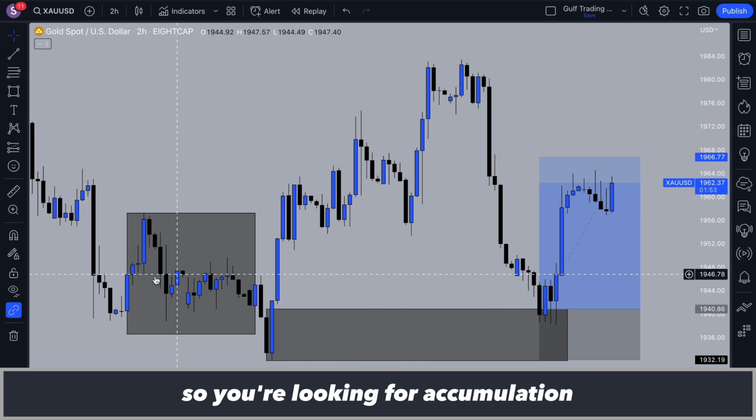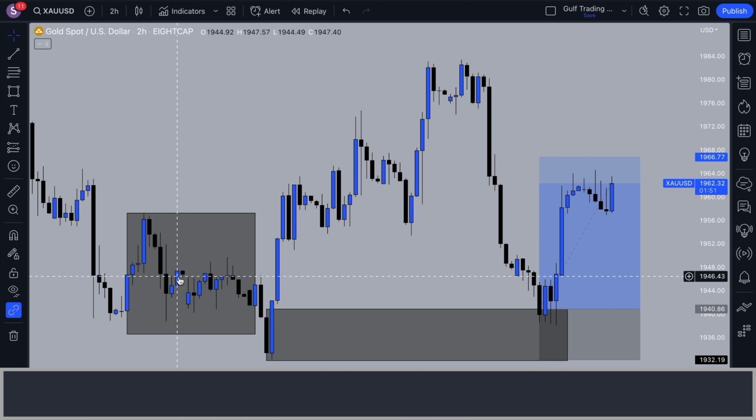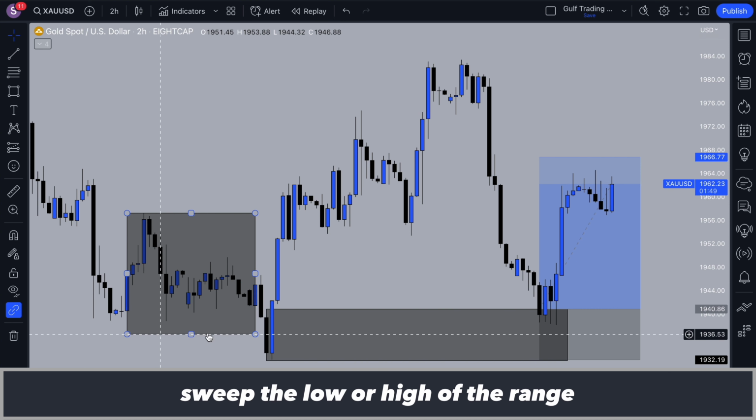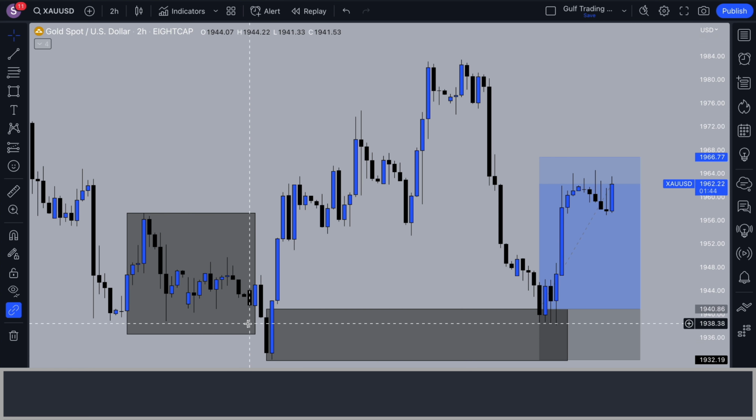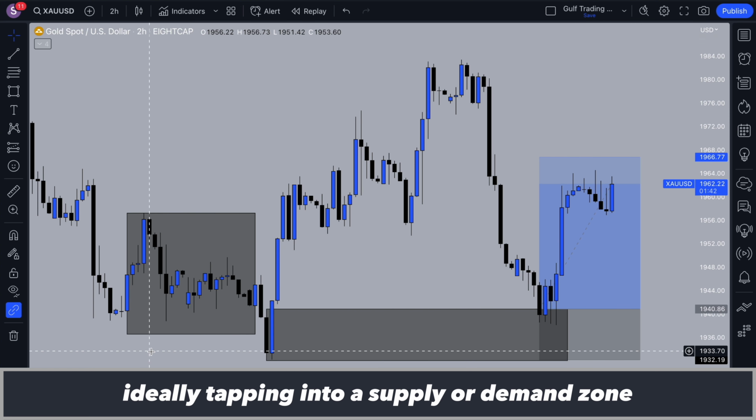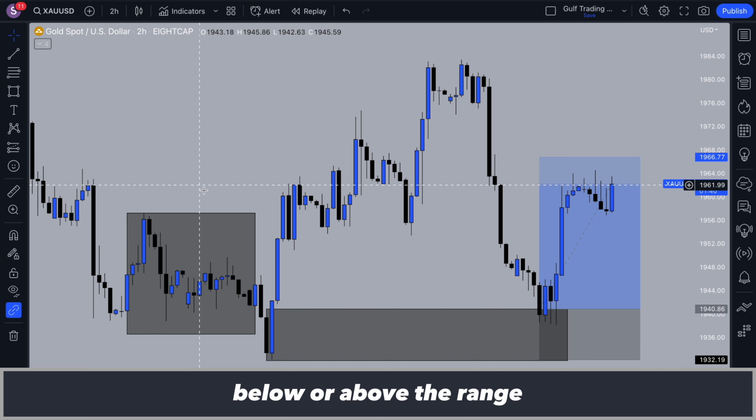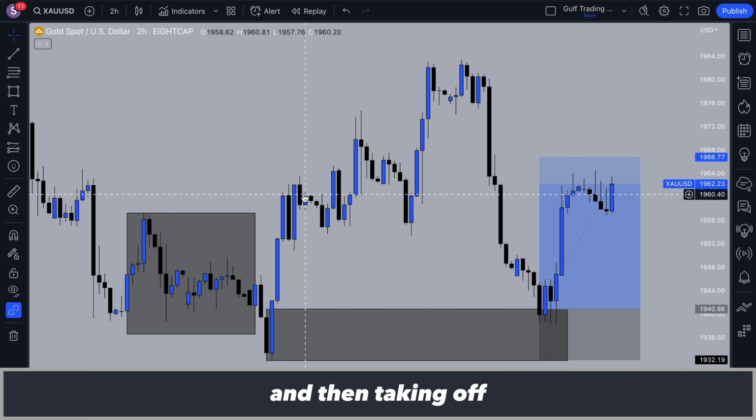So you're looking for accumulation in the form of a range, then you're looking for manipulation, sweep the low or high of the range, take out liquidity and then push back in. Ideally tapping into a supply or demand zone, below or above the range and then taking off.